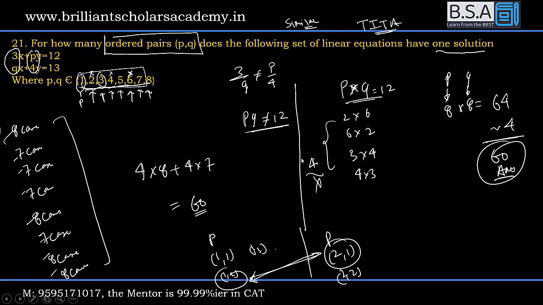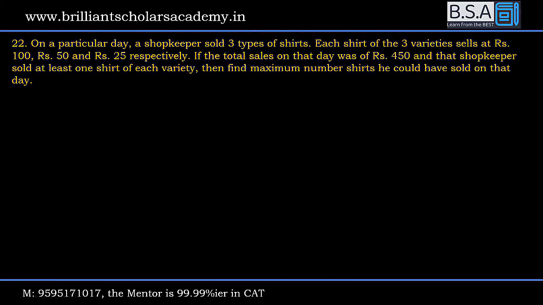चलो, let us try one more. A very very straightforward question. दिमाग भी नहीं लगाना. What is this? बड़ा straightforward सवाल है. 3 वेराइटीज हैं शर्ट्स के. सेलिंग प्राइस इज गिवन. 450 रुपए कलेक्ट हुए हैं थ्रू सेल. मिनिमम 1 शर्ट हैज टू बी सोल्ड फॉर ईच वेराइटी. अब आपको मैक्सिमाइज करना है नंबर ऑफ शर्ट्स सोल्ड को.